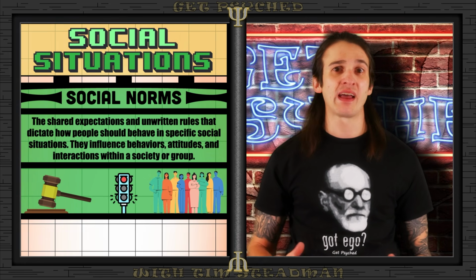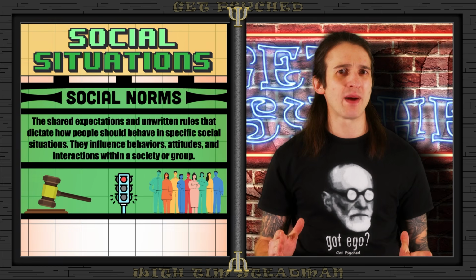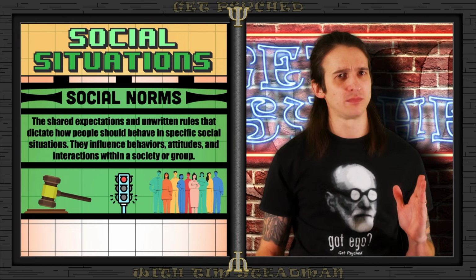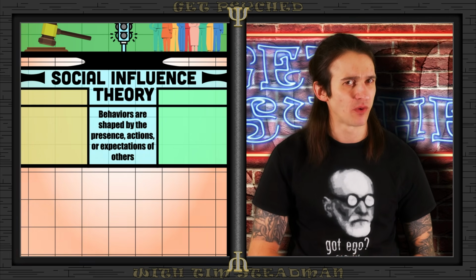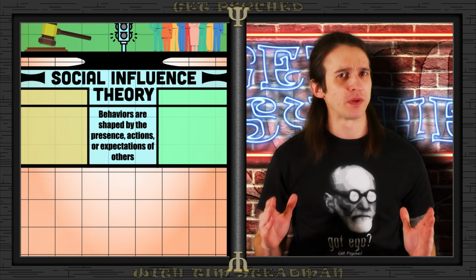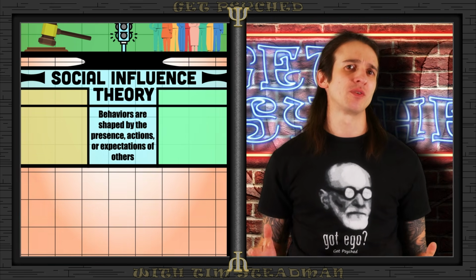For example, in a classroom, there's a norm to sit quietly while the teacher is talking, even though nobody handed you a rulebook on day one. This brings us to social influence theory, which explains how and why we follow these norms. So there are going to be two key types of influence to know. We've got the normative social influence and the informational social influence.